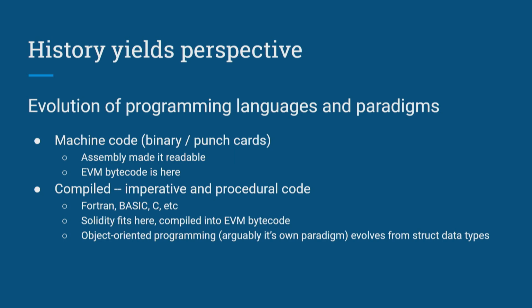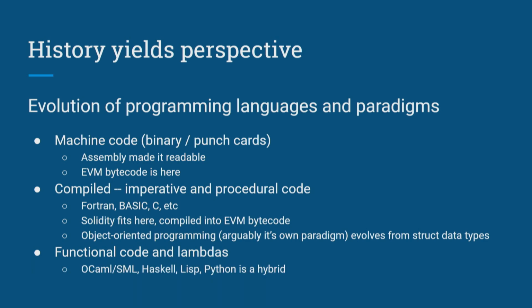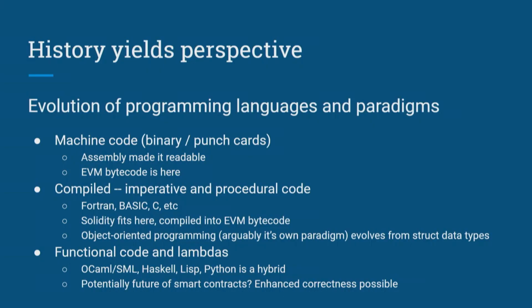Object-oriented programming is pretty similar. It's basically structs, fancy structs. And then, how many of you are into functional programming? All right, functional programming is the best programming, I like to say. So there are a lot of projects coming out that are going to utilize that for correctness.